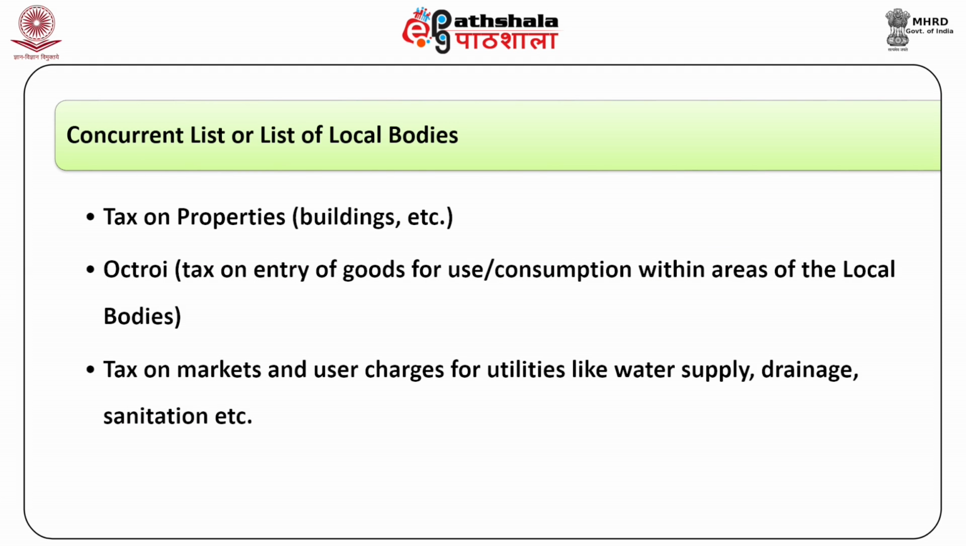Next is the list of local bodies, which includes: 1. Tax on properties, that is, buildings etc. 2. Octroi, that is, taxes on entry of goods for use or consumption within areas of the local bodies. 3. Tax on markets, and user charges for utilities like water supply, drainage, sanitation, etc.